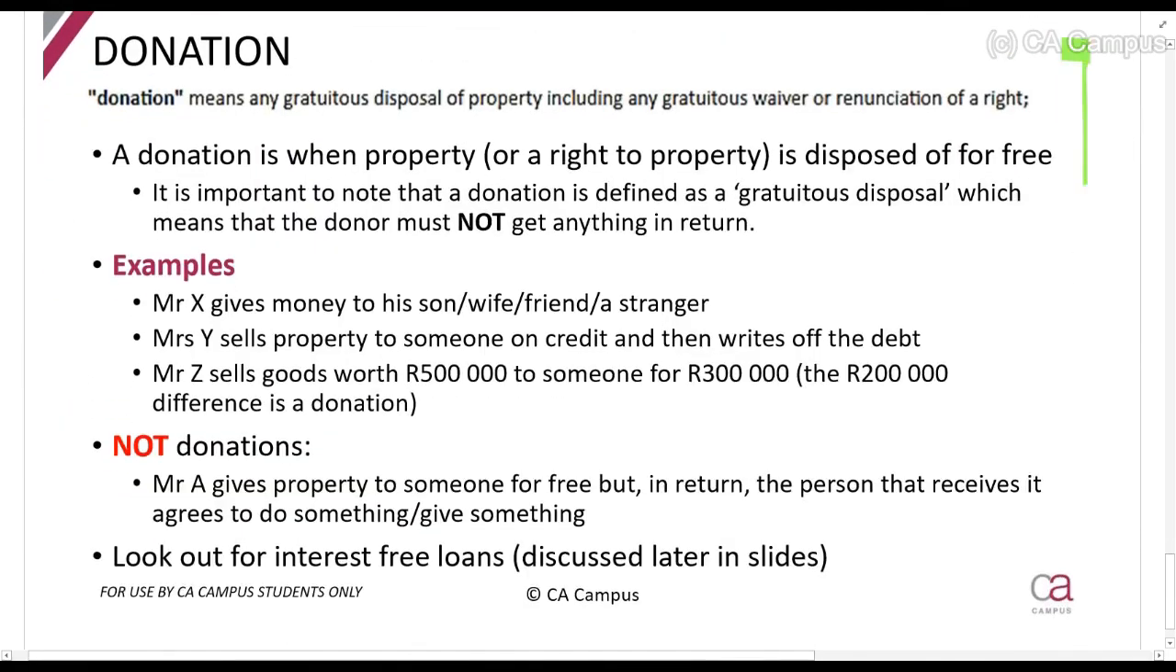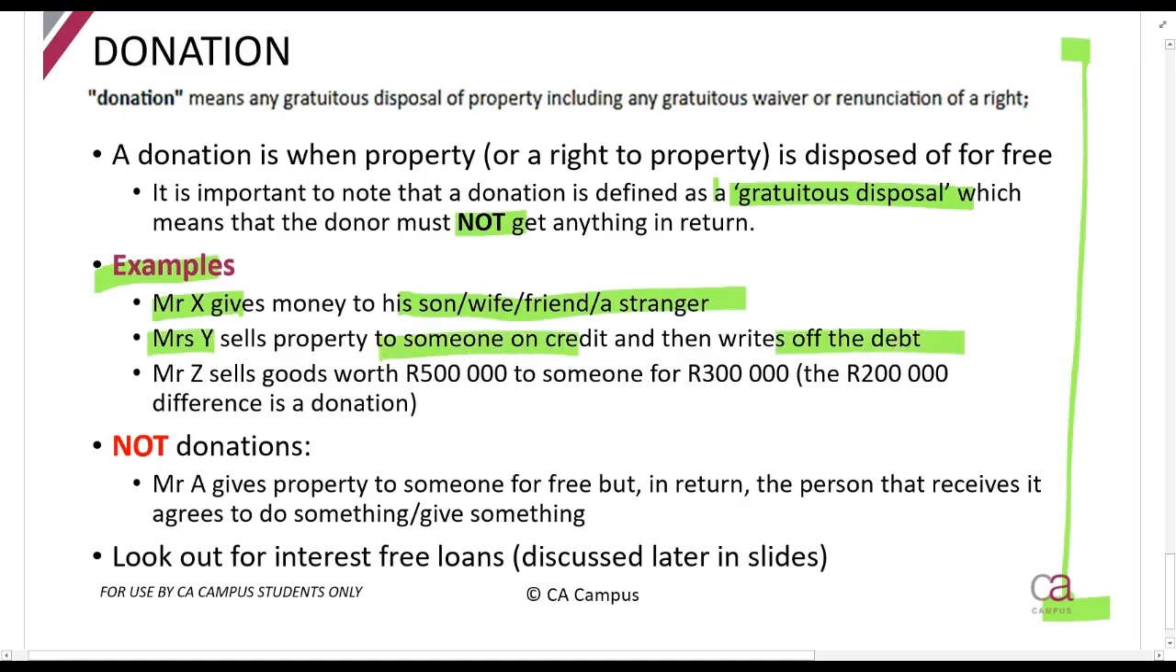Right, and donation, guys, like we discussed, it's a gratuitous disposal. You must not get anything in return for it. So, examples. Mr. X gives money to his son, wife, friend, a stranger. Mrs. Y sells property to someone on credit and then writes off the debt. Mr. Z sells goods worth 500,000 to someone for 300,000. The 200,000 difference there is a donation.